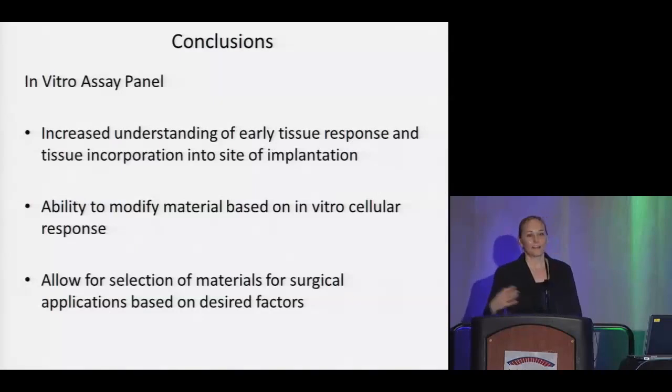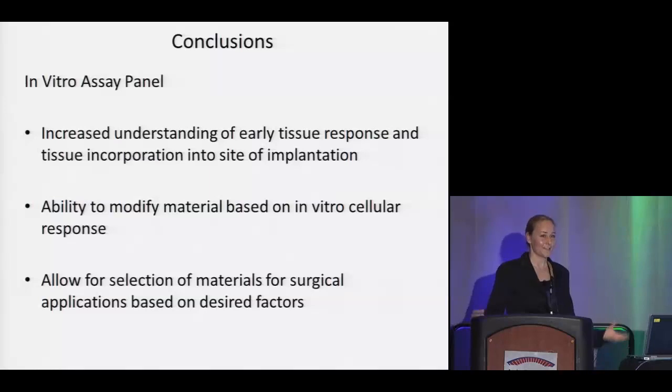So to conclude, we really assembled this in vitro panel to understand what the interaction is on the cellular level and why this is important, because there really is an early tissue response that we don't always get from in vivo studies that occur after harvesting 14 days, months down the road. And also, if we understand what the cell reaction is, can we go back to that process and slightly modify our decellularization process to increase these bioactive factors in maintaining their activity or being retained in the material.